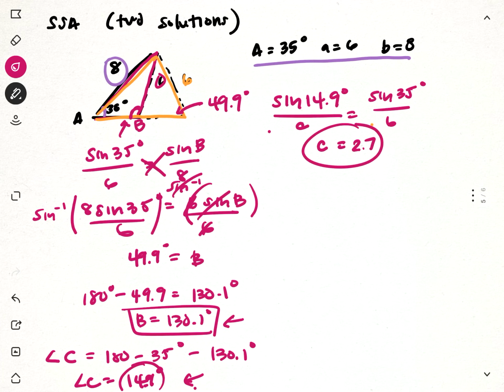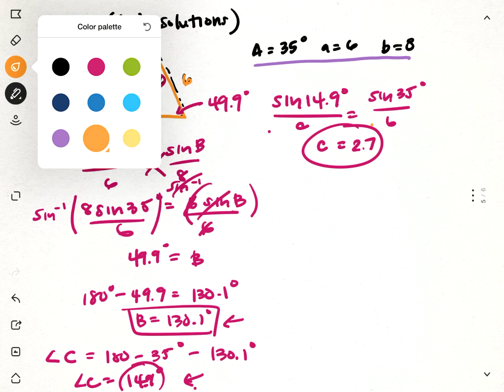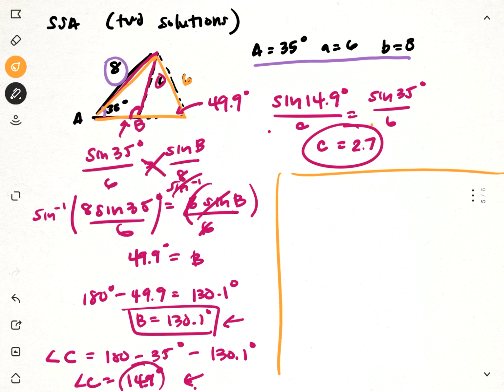Okay, now if we were trying to find the other one, then we've got to solve the other triangle. So let's do that in orange. One thing we found already was the B for that triangle. So B is going to be equal to 49.9. The same thing for C. We're going to take 180 minus the 35 we were given, minus 49.9. And that should give us a different C. So 180 minus 35 minus 49.9 equals 95.1.